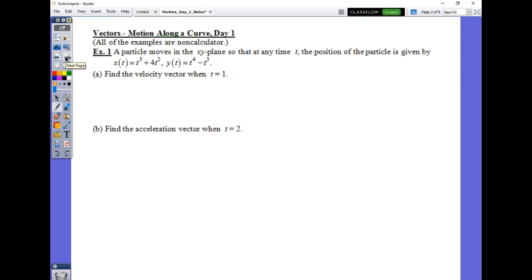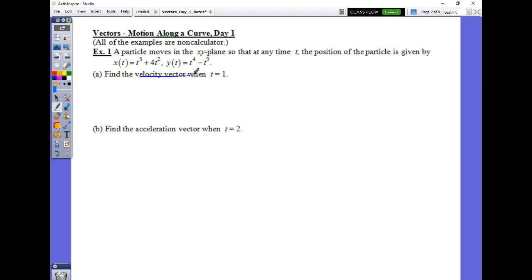So, vectors, motion along a curve. In the first example, we have a particle moving in the xy plane so that at any time t, the position of the particle is given by x of t equals t cubed plus 4t squared, and y of t is t to the fourth minus t cubed. And our job is to find the velocity vector when t is equal to 1.